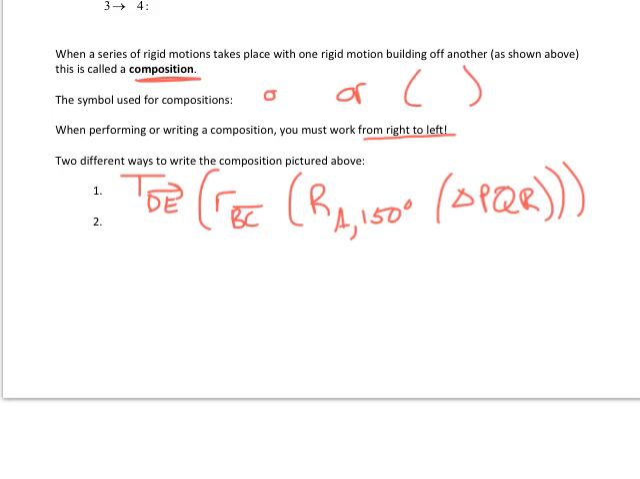Now instead of using parentheses, I could use a little open circle, but the order is the same. It's a translation. That's the last thing we did. And then we have an open circle. Before the translation, we did the reflection over line, well, BC. I'll be consistent here.